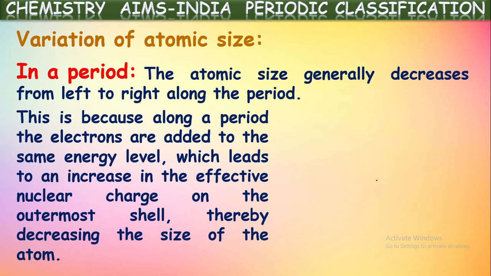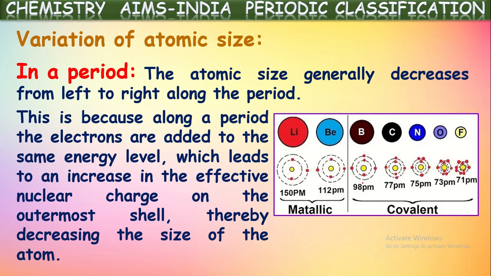This is because along a period, the electrons are added to the same energy level, which leads to an increase in the effective nuclear charge on the outermost shell, thereby decreasing the size of the atom. So what happens in a period? If you consider the atomic size in a period from left to right, gradually it decreases. Why? Because if you observe all the elements in a period, they all have the same number of shells, but the number of electrons in their outermost shell is gradually increasing.